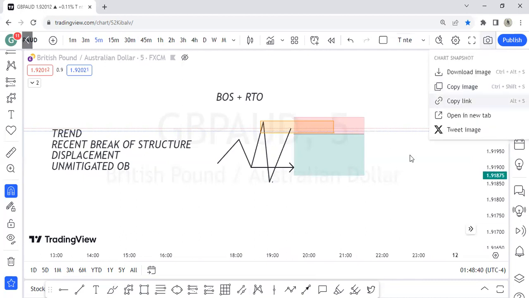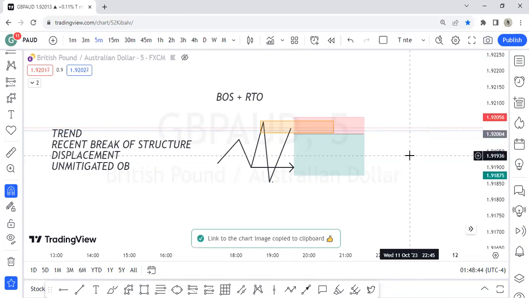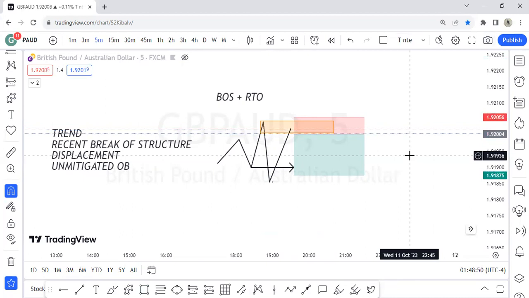I love this. I used to love trading this. If you can understand this alone, you don't need anything else in your trading. If you can just use this simple strategy, look for the recent break, look for the order block related to the break, that is all. You can use this as your only trading strategy. BOS, return to RTO. That is all you're using.